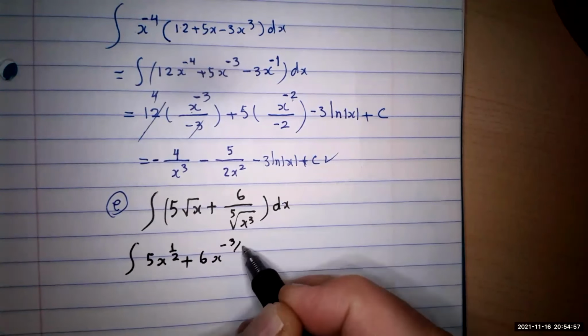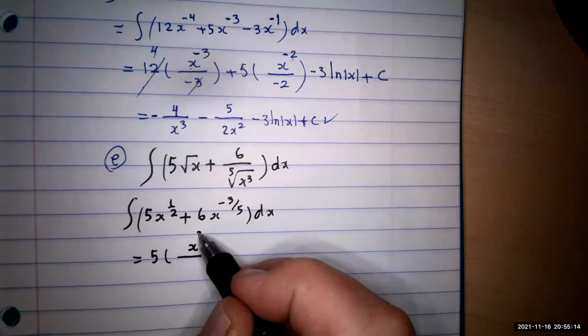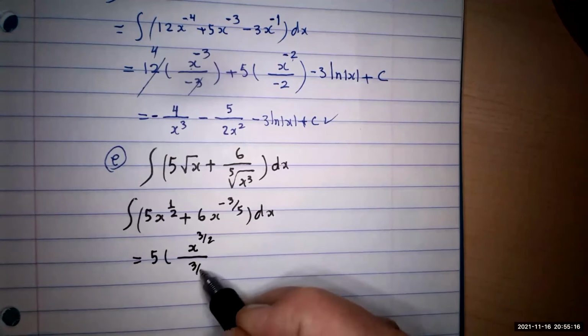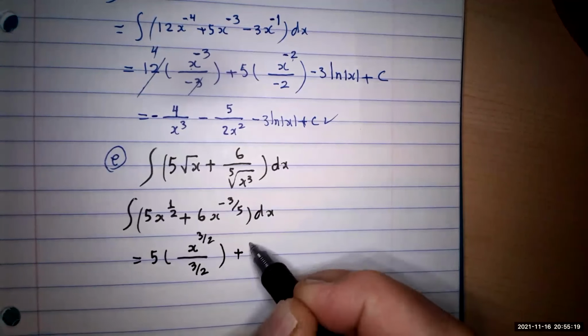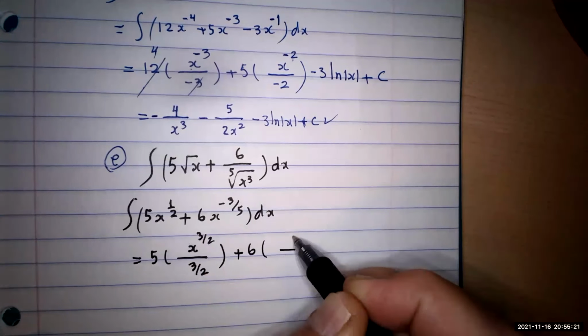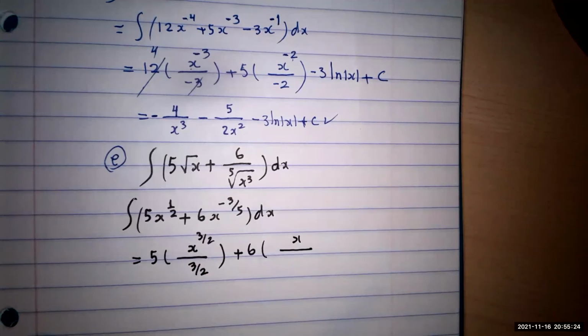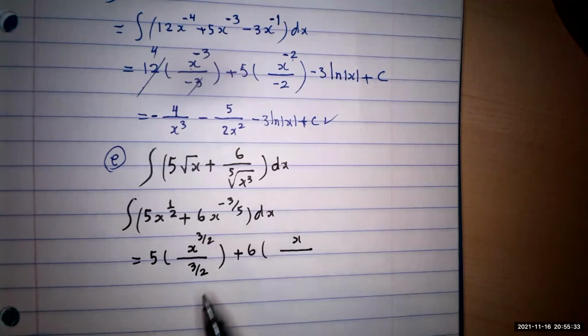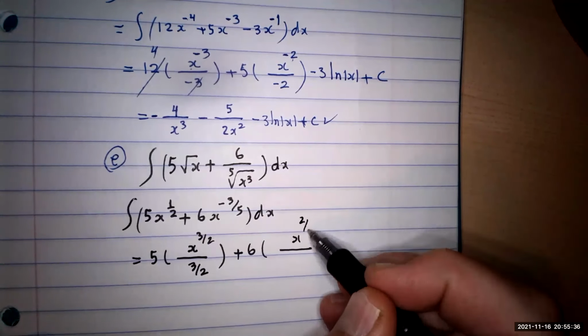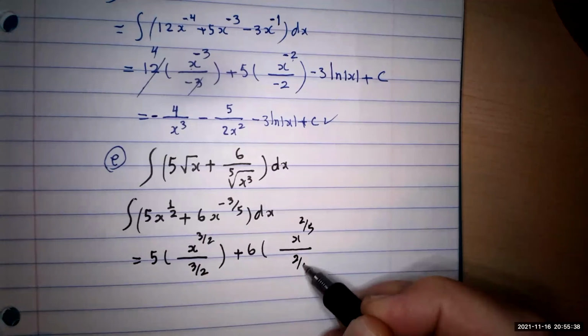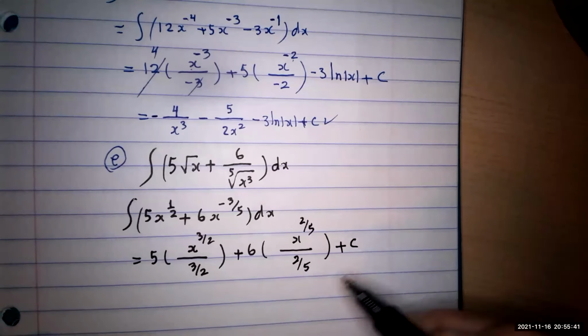Now operate. We keep the 5, add x to the 1/2 plus 1 would be 3/2, over the 3/2. Plus 6 times x to the, add, it's going to be negative 3/5 plus 1, which is going to be 2/5, divided by the 2/5, and of course the constant c.